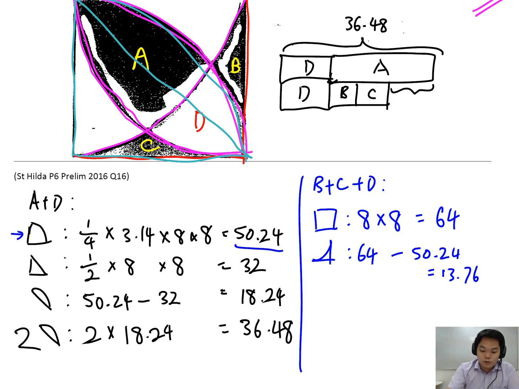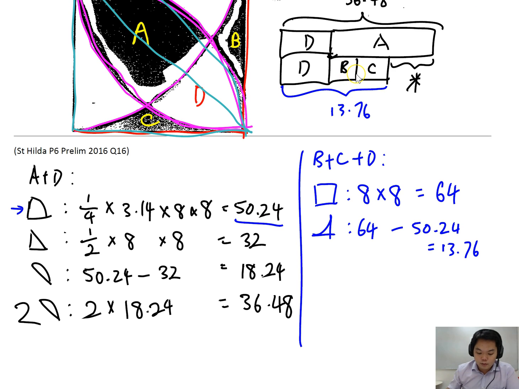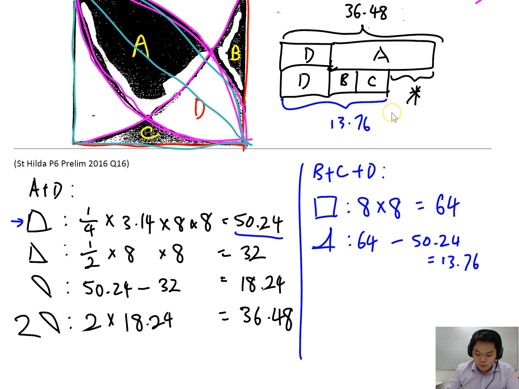Now once we know this to be 13.76, we can find the difference in the area already. That would just be 36.48 minus 13.76, and that will give us 22.72 cm squared.